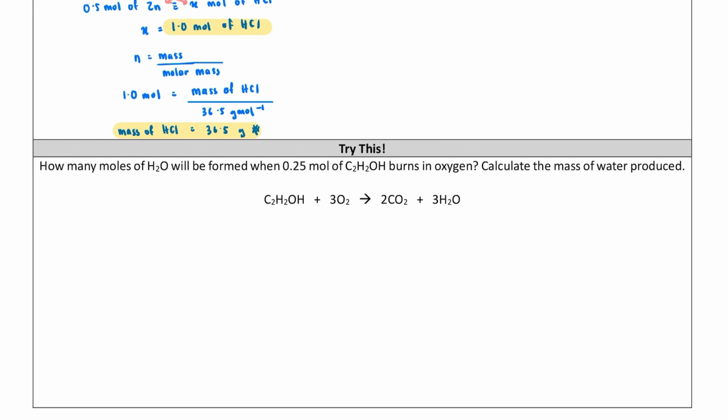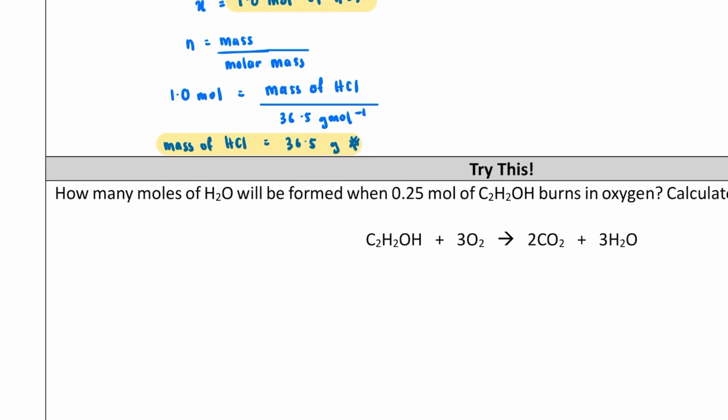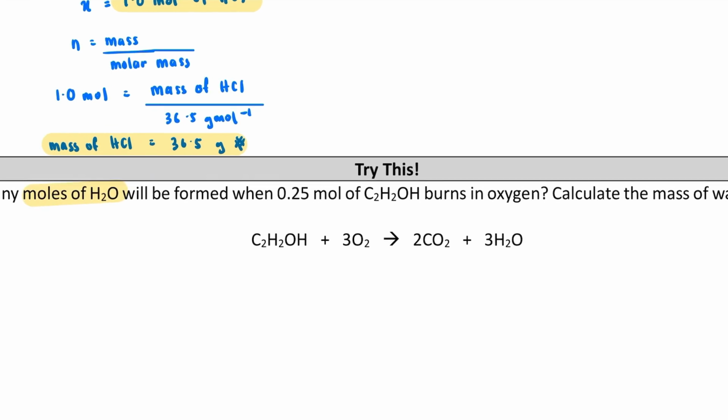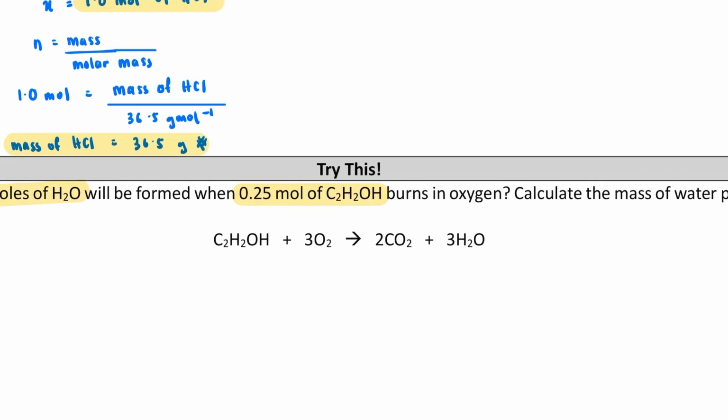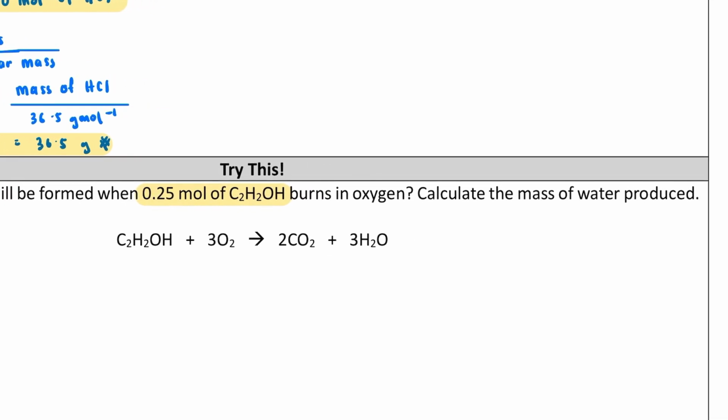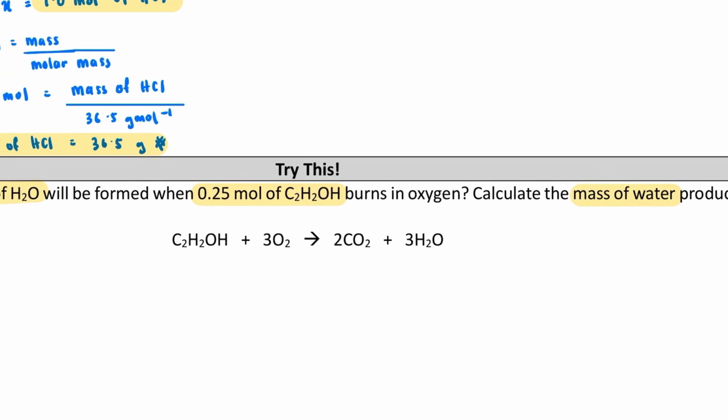Next I will go to this try-it question, but I am not going to discuss the whole working scheme. I will just point out how to do it. First, the question asks how many mole of H2O will be formed when 0.25 mole of C2H5OH burns in oxygen. Then calculate the mass of water produced. Water here means H2O.